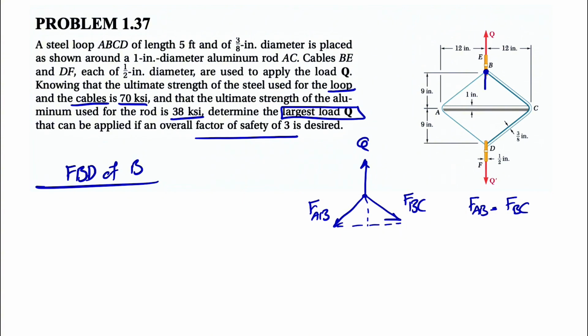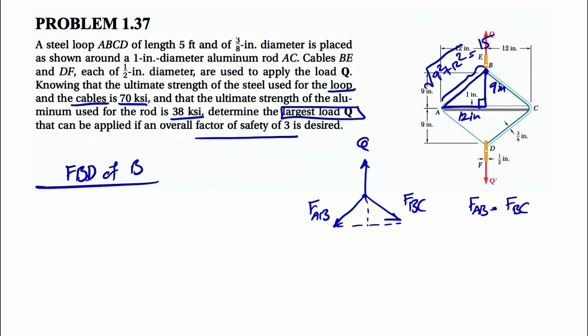And we have some information in here. We know for this right triangle, this side is 9 inches, this will be 12. And based on the Pythagorean theorem, this will be the square root of 9 squared plus 12 squared, which is going to be 15. So we are in equilibrium. We have this assumption, and if we are in equilibrium, the sum of all forces is equal to 0 in both x and y direction.